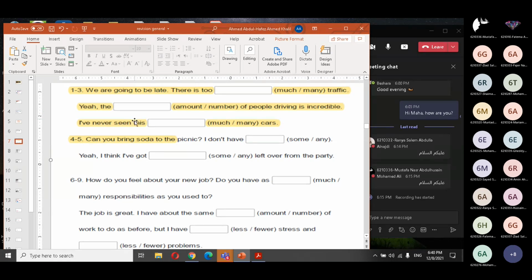اوكي. شوفوها كأنها conversation، كأنه dialogue، حوار بين اثنين. واحد بيقول للثاني we are going to be late. There is too much traffic. The other one said, yeah, the number of people driving is incredible. I've never seen this. Much or many cars? Many. Cars countable. You can count cars, so we say many cars. Okay.